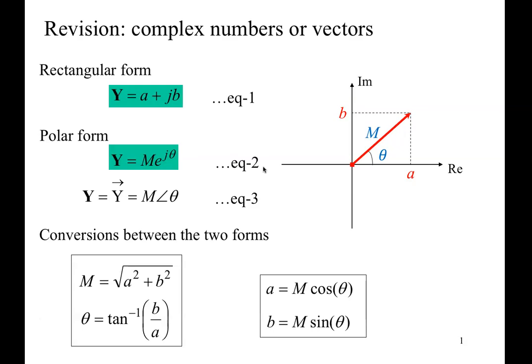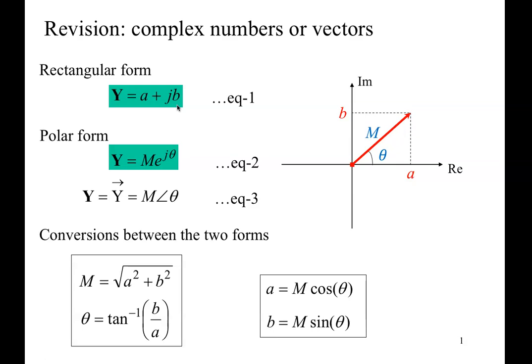One is known as rectangular form, which is equation number 1. So there are two parts of the complex number. There's a real part, there's the imaginary part. Now in mathematics, people use I to represent the imaginary part, but in engineering, we use J. Okay, so it's A plus JB, that's the complex number in rectangular form.